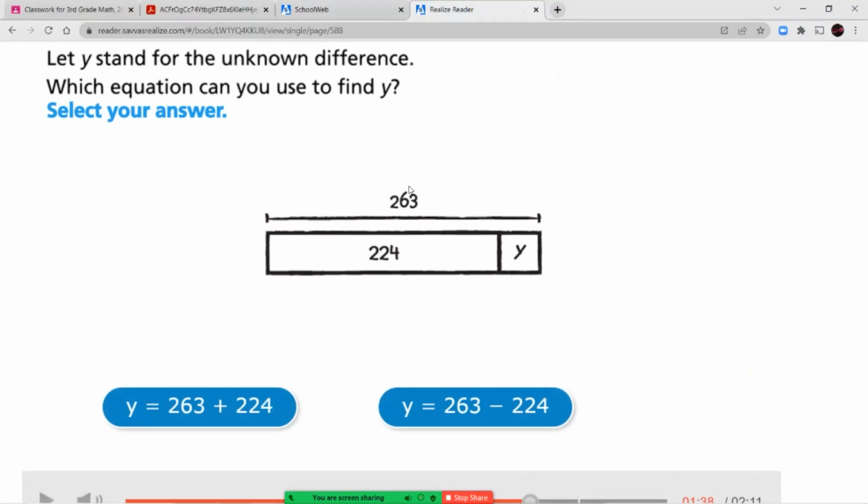Okay, here we can see that the total that we got from answering our hidden question, which was the 263, is our total. So Y is going to be whatever our total is minus the part that we know. So Y is going to equal 263 minus 224. Now, the reason it's not plus is because our whole number goes on top and the parts are the ones that go in the box. So this is one part and this is another part. So our answer to this question, Y is equal to 263 minus 224.